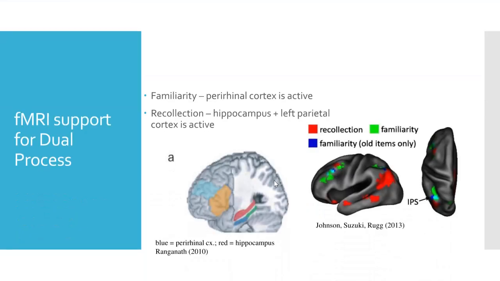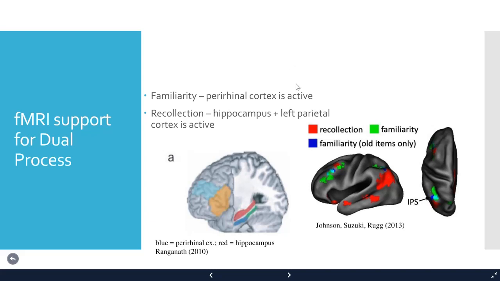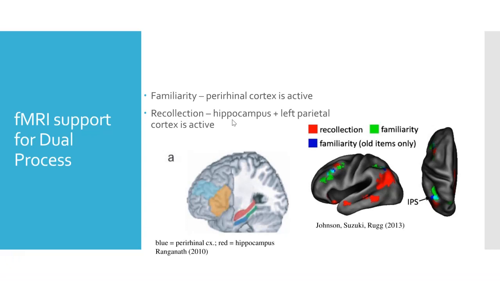So, to sort of summarize what's going on here, we can also create studies where people are making judgments based on familiarity. And when that's the case, you have this perirhinal cortex active. As you can see down here, the perirhinal cortex is indicated in blue. So, here's the perirhinal cortex. When people are making recognition judgments based on recollection, you have the hippocampus, this red area here. Remember, that was the area that was damaged in patient HM. And also these left parietal areas are active as well. So these left parietal areas are active when people are recollecting.